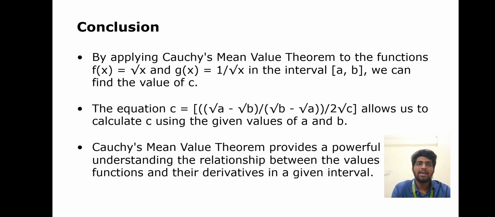Conclusion. By applying Cauchy's mean value theorem to the functions f of x equal to root x and g of x equal to 1 by root x in the interval a comma b, we can find the value of c. The equation c equal to square root of a minus square root of b by square root of b minus square root of a by 2 root c allows us to calculate c using the given values of a and b.